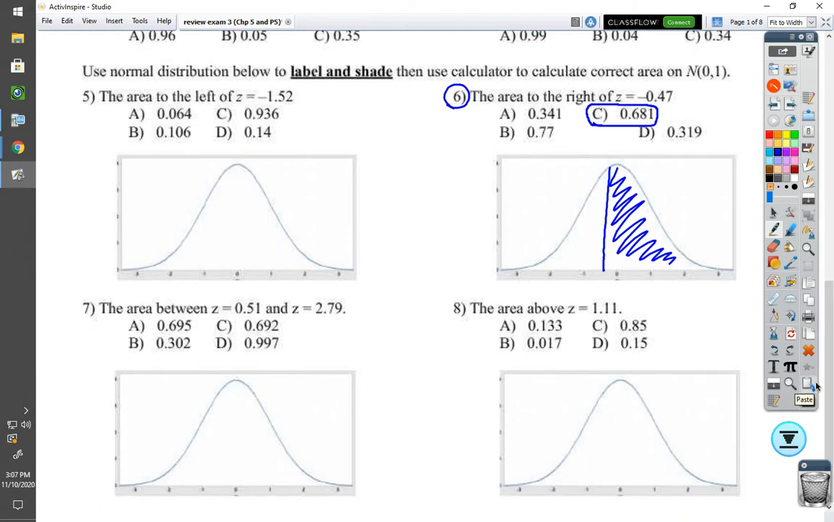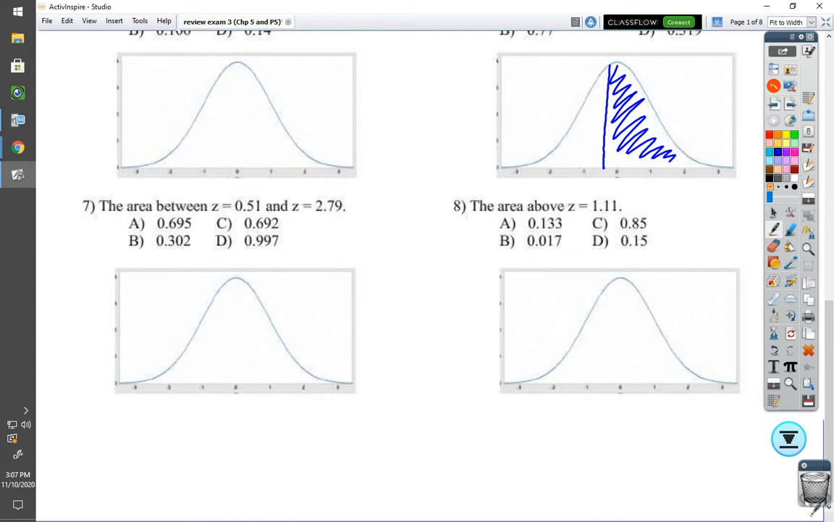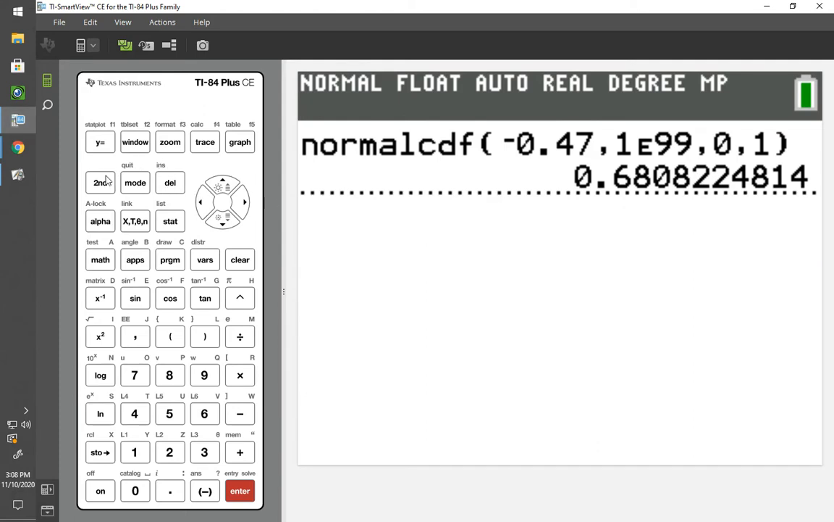Number 8 will be my last one I do here on this page. Number 8 says the area above Z at 1.11, just barely above 1. I'm going to the right-hand side. Again, when I do this, I know that I have to get area to the right-hand side. So again, I'm going to alternate on which one I do and which one I don't do. So I think I'll go to the calculator on this one.